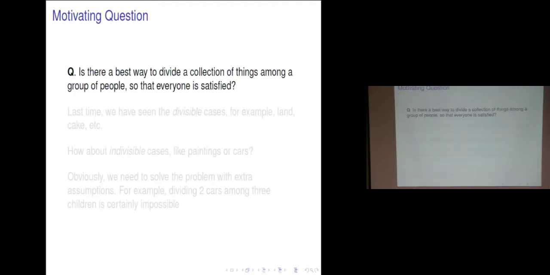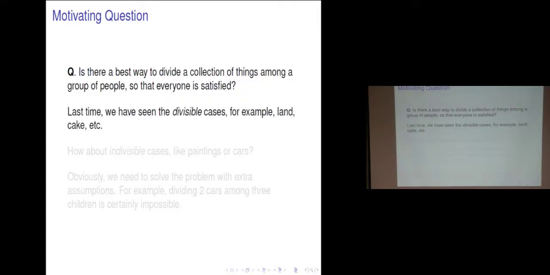Overall, the question was this. This question showed up in the previous lecture. Is there a best way to divide a collection of things among a group of people so that everyone is satisfied? This is the topic of fair division. You want to divide something so that everybody involved is happy. So that's the question.